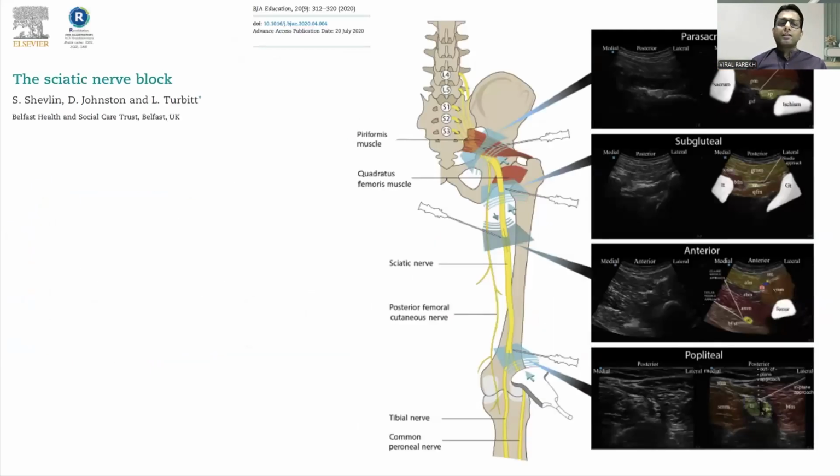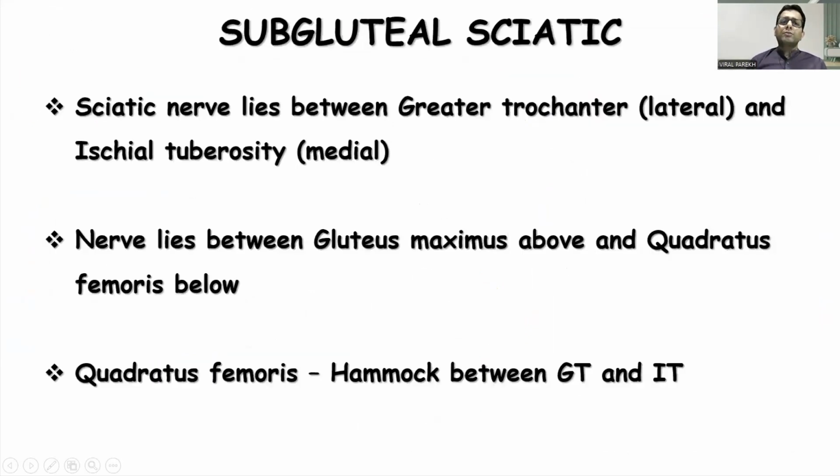Now coming to the sciatic nerve, I'll just go in continuation because we have discussed the sacral plexus. The sciatic nerve is the largest nerve of the body, which comes out of the greater sciatic foramen, and we can block it at the parasacral level, which I mentioned, at the subgluteal level, at the anterior level, and the popliteal level. So now coming to the more distal approach, the subgluteal sciatic.